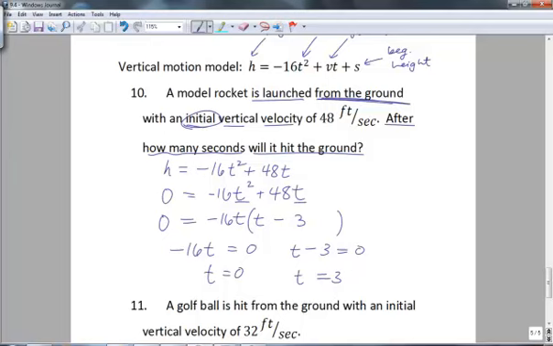So as far as when the rocket will hit the ground, the answer to that is going to be t equals 3. We know that at t equals 0, the rocket was on the ground. That's where it was launched from. And so the second time will be the time when it actually hits the ground. So if you were to sketch out a picture, rocket starts here, goes up, comes back down. It took 3 seconds for it to do that.